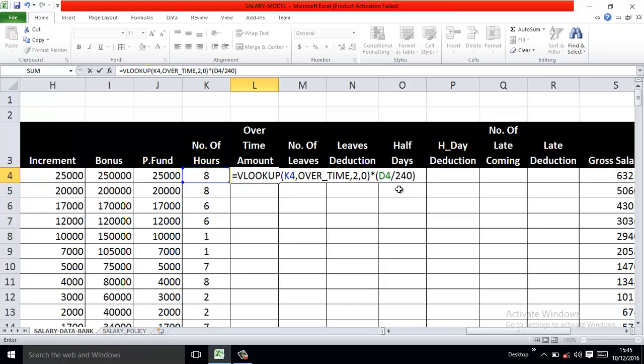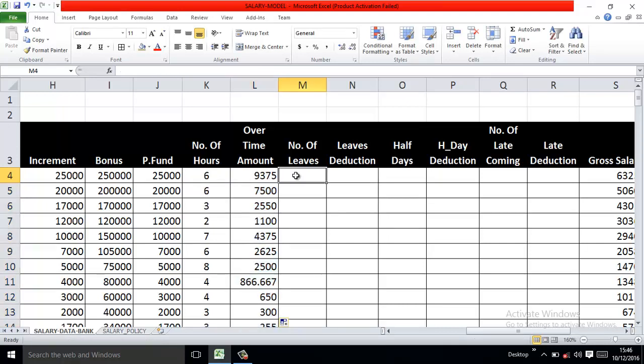So the result is 240. So directly I'm multiplying by 2, dividing by 240. Or you can do this by 30 and then divide by 8. It's up to you. Whatever you want to do, you can do it, but I would prefer to divide by 240, then multiply this by the number of hours, that's obviously in the K4 cell, and then I'm getting this amount over here. Then go for the leave deductions.